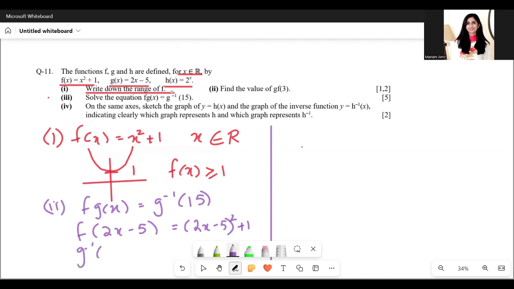Now, what is g inverse of 15? First, we'll need g inverse. So g inverse is going to be (x plus 5) upon 2. I've done it in one step, mentally. 5 will go to the other side, get added. 2 will go to the other side, get divided. Okay, so g inverse of x is (x plus 5) over 2.